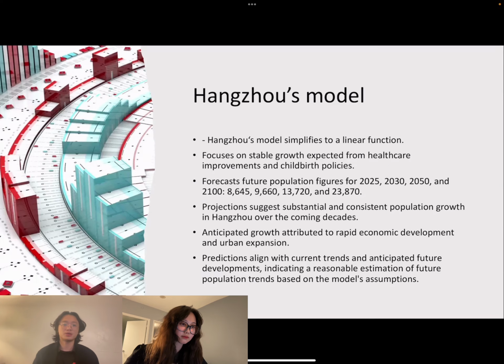The anticipated growth is attributed to rapid economic development and urban expansion, both identified as primary contributing factors to this trend. These predictions align with current trends and anticipated future development in Hangzhou, indicating a reasonable estimation of future population trends based on the model's assumptions.